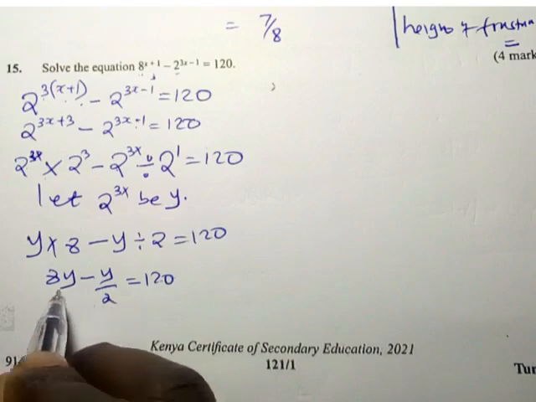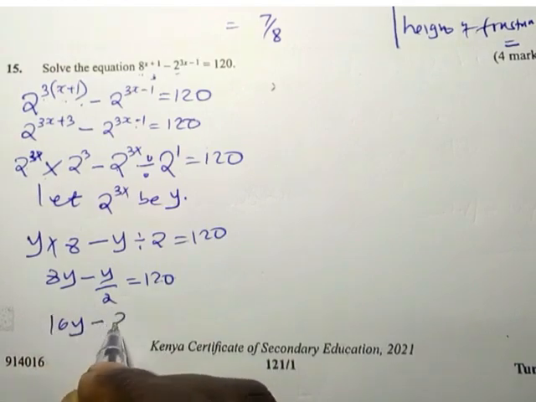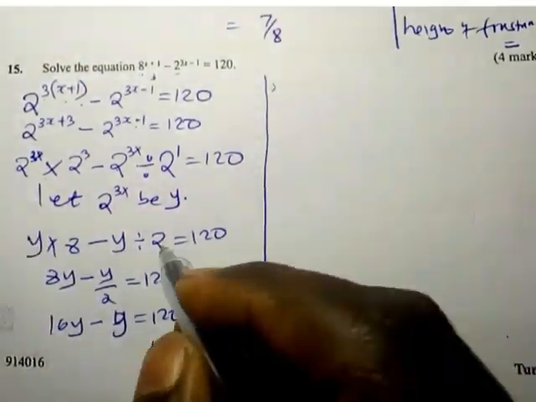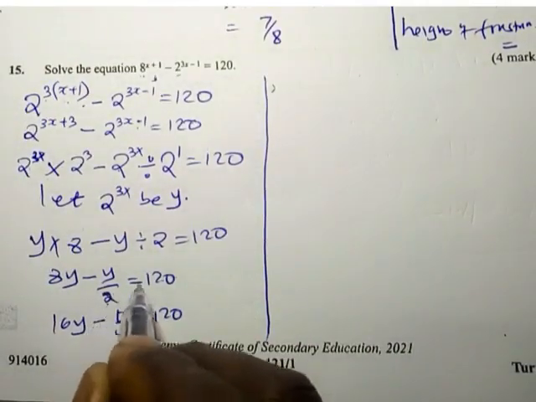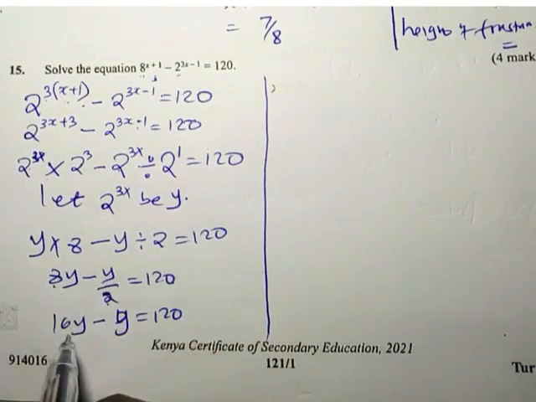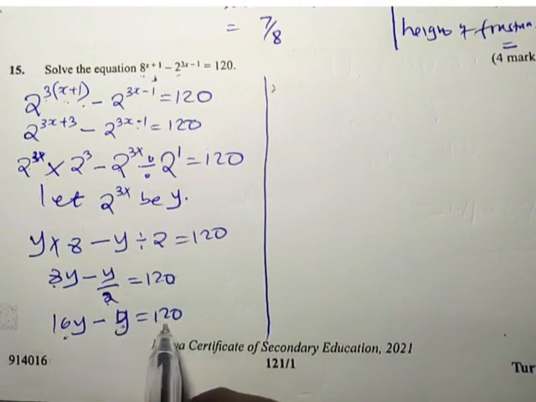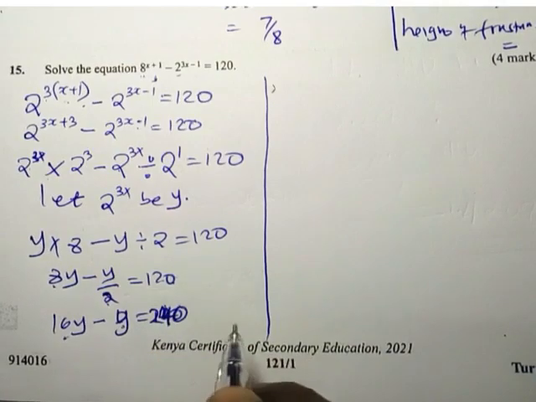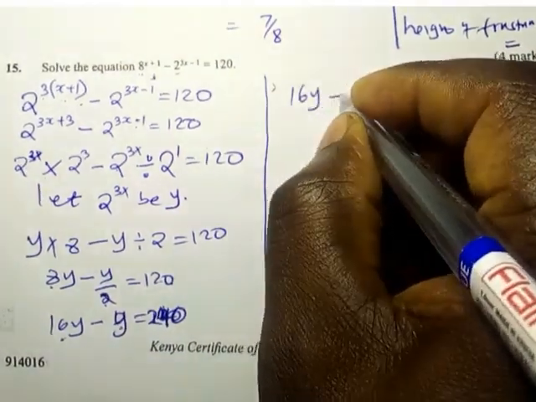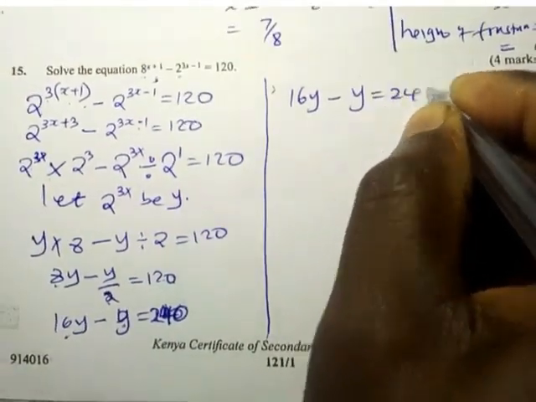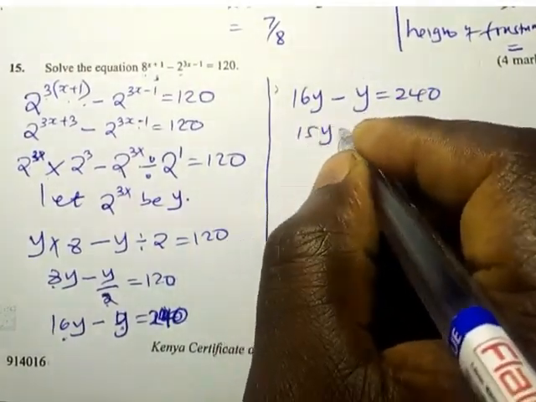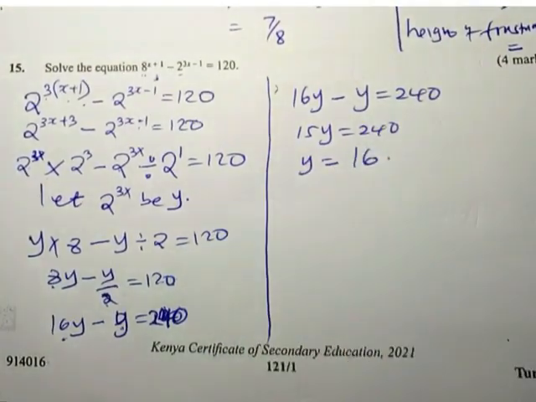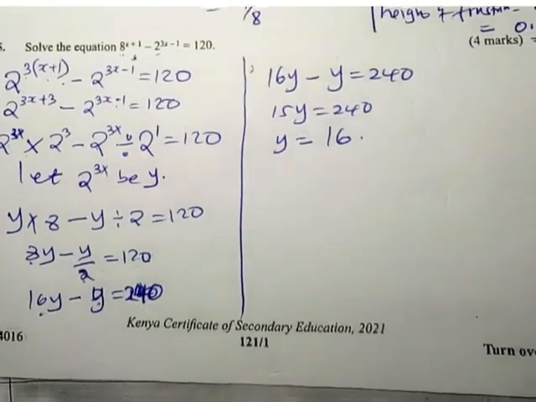We are going to have 16y minus y equal to 120. This 2 I have put down here, you multiply times 2 times 2 times 2, it becomes 16y, and y becomes 240. Now we have 16y minus y, the answer is 240. So 15y is equal to 240. So y is equal to 16.